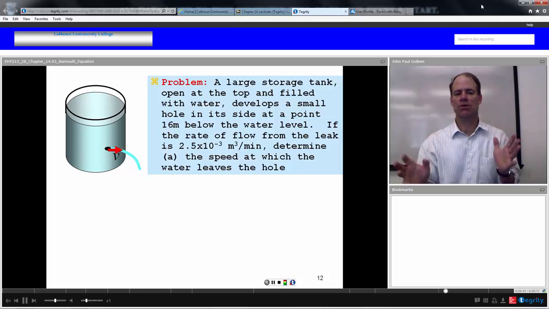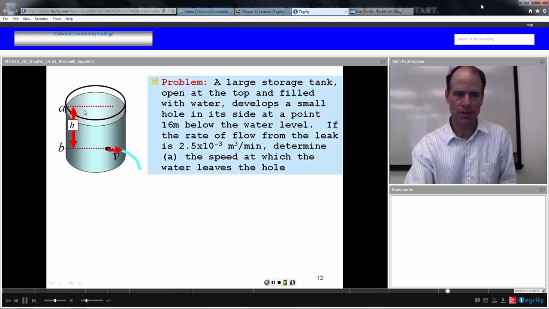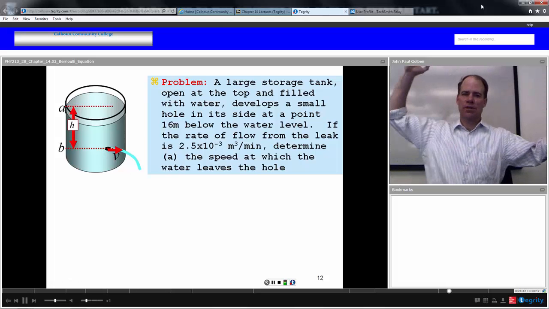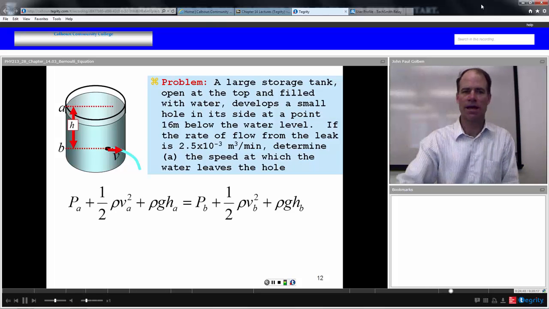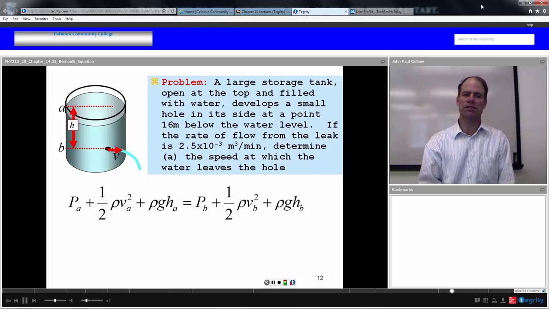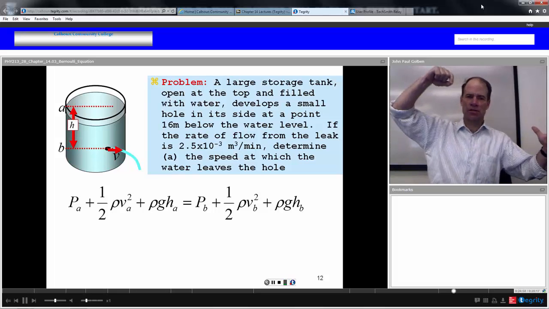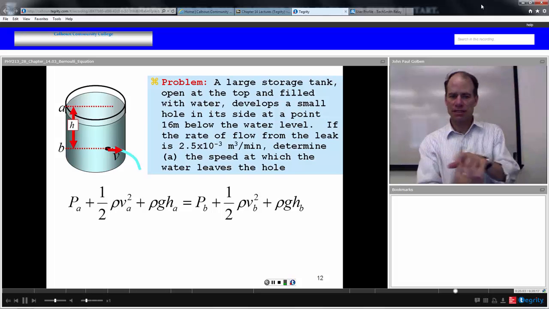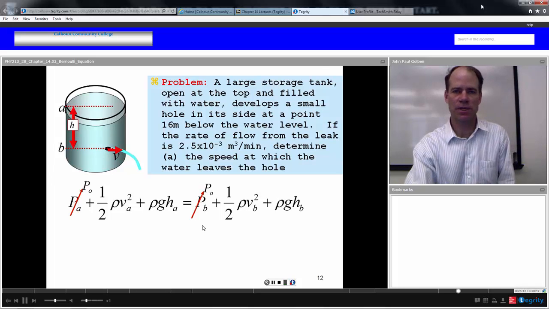Well, let's apply Bernoulli's formula to this situation and find the speed at which the water leaves the hole. We're going to compare point A and point B. A is at the top of the reservoir, which is open to the atmosphere, and B is the hole, which is also open to the atmosphere at a height h lower. Here's Bernoulli's equation. Since A is open to the atmosphere, the absolute pressure there is atmospheric pressure. So the pressure at A is P naught, atmospheric pressure. B is open to the atmosphere as well, and the pressure at B would also be atmospheric pressure.